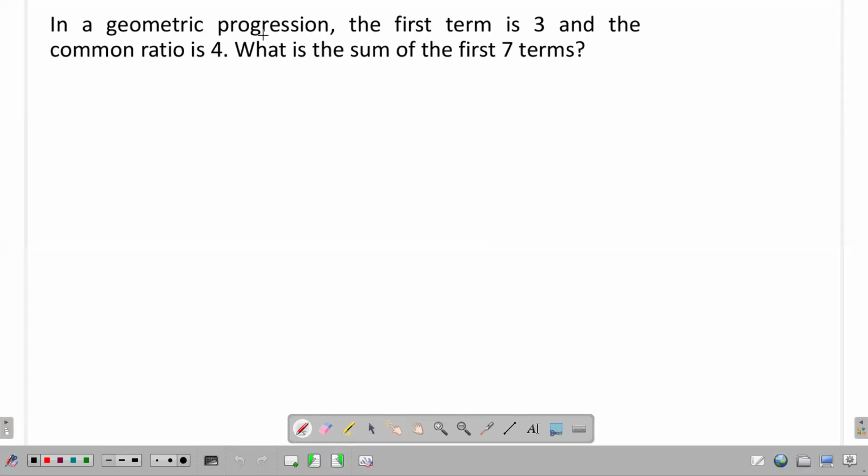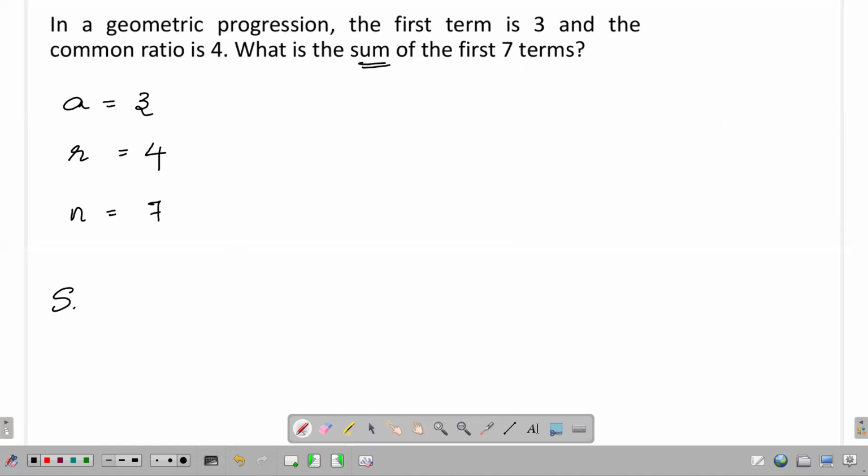In a geometric progression, the first term is 3 and the common ratio is 4. You are asked to find the sum of the first 7 terms. So please note the first term is 3. The common ratio is given as 4. The number of terms considered is 7. You are asked to find the sum of the first 7 terms.